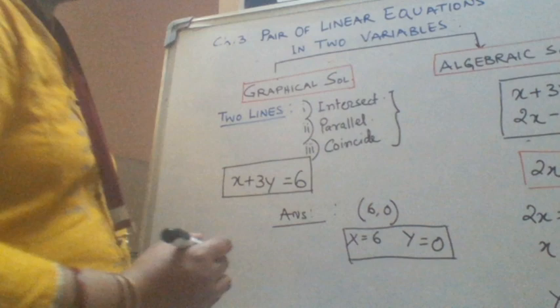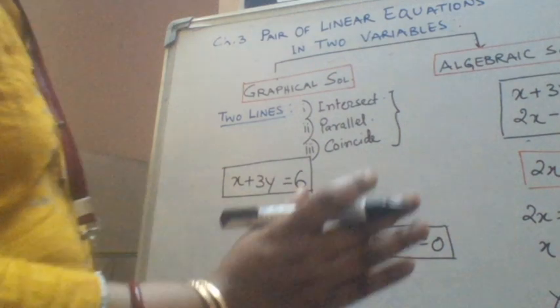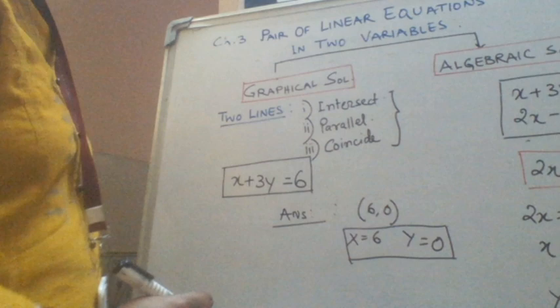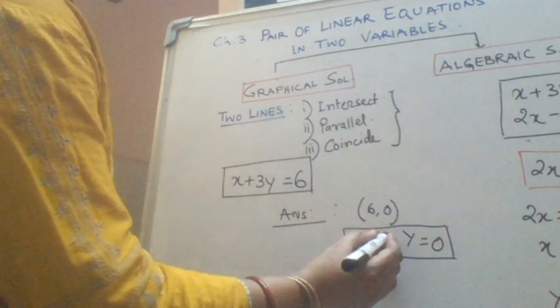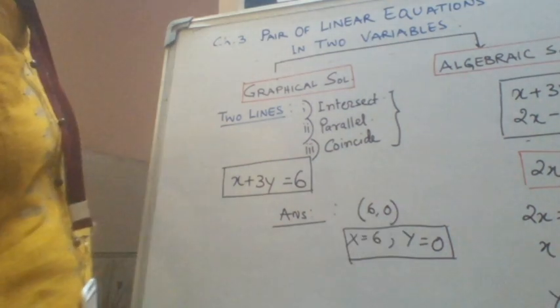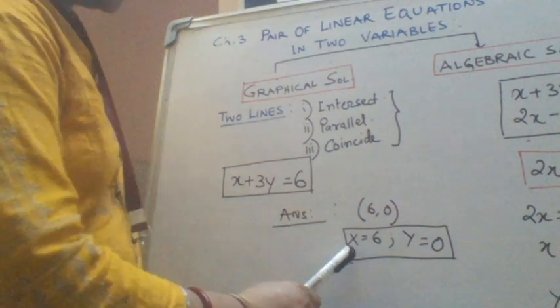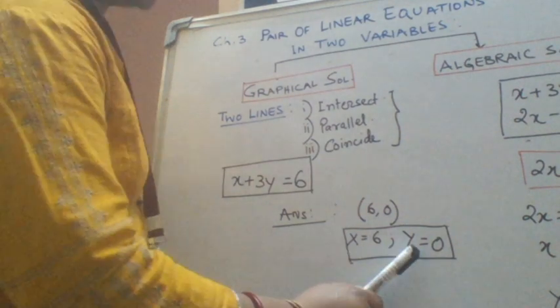Don't just plot the graph and move away. You move to another question, but that is not so. You need to give your answer. That is, the solution is 6 comma 0. That means x equal to 6 and y equal to 0.